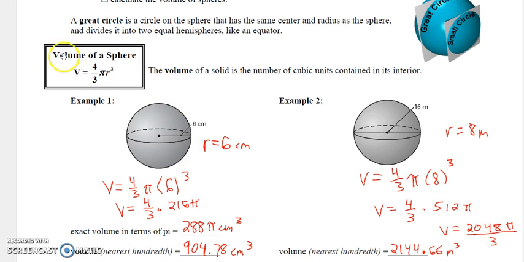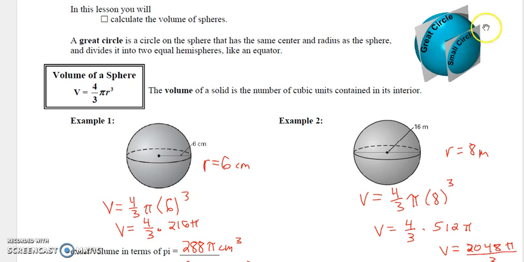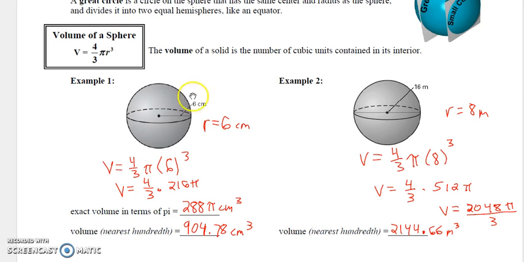And if you look here at the volume of a sphere formula, it is 4/3 times pi times r cubed, r to the third power, not r squared. So that's the r we're talking about. Okay, you can't just slice off this cross section and tell me the radius of that. We want the radius through the middle of the sphere. Okay, so example 1. And this one's clear. The radius is 6 centimeters.